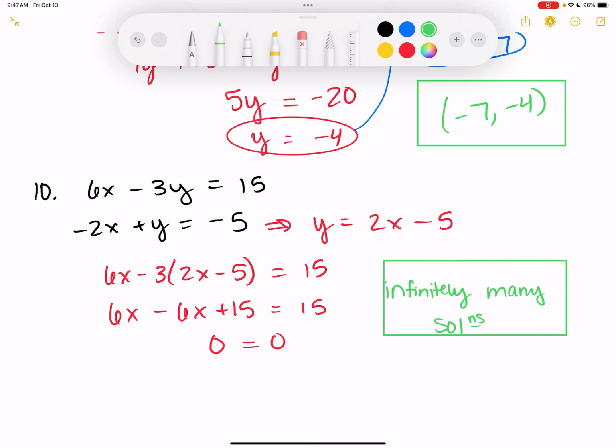Now, the other thing is, if you didn't move the 15 over, you would have gotten 15 equals 15, and that still would be always true. So pretty much if your x's disappear, you're either going to have a false statement or an always true statement, because that's the only option. Otherwise, you don't have x equals something or y equals something. And that means that pretty much any ordered pair you plug in, if you plug it into both equations, it's going to work. But you don't really have to check those ones.